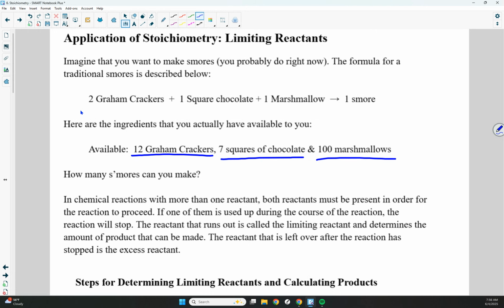Well, the answer, if you take a look at this, if we are sticking to our recipe above, sticking to those ratios, which are 2 to 1 to 1 to 1, the answer is you're only going to be able to make 6 s'mores. And the reason for that is the graham crackers, okay? The graham crackers limit our number of s'mores because we've only got 12 and you need 2 graham crackers per s'more, so that means you can only make 6.